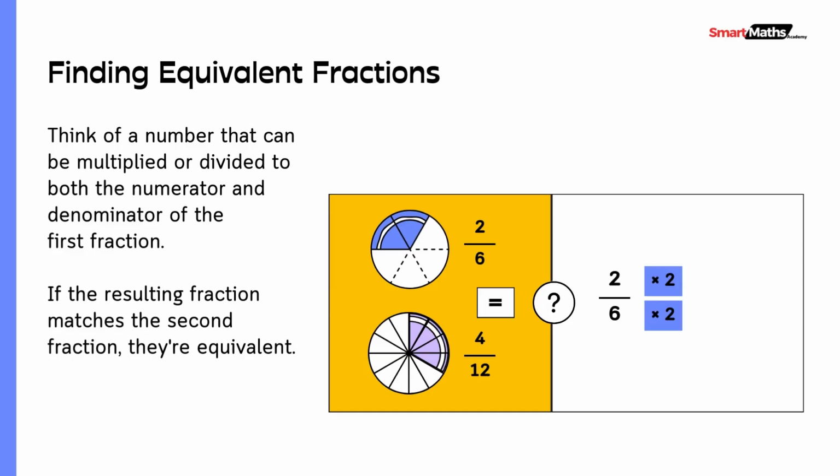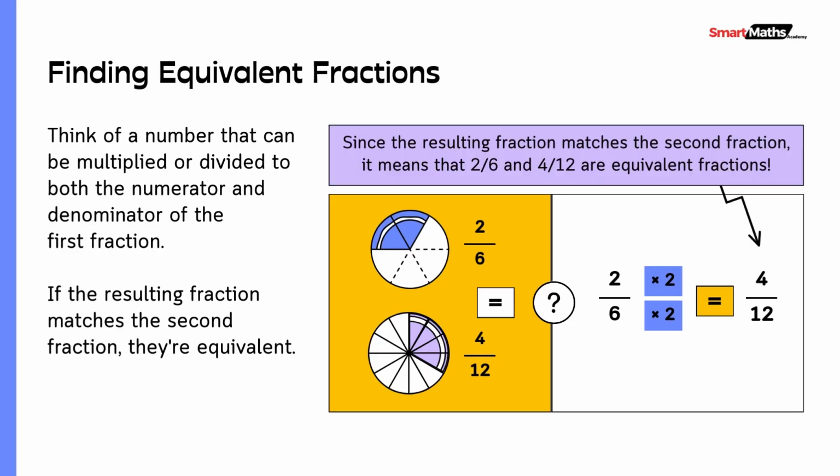To do that, we're going to multiply both the numerator and denominator by 2, because when you multiply 6 by 2, you get 12. The same thing, we're going to multiply 2 also by 2. Then this is going to give us 4 out of 12. So that shows that 2 over 6 and 4 over 12 are the same. I hope that is clear. Since the resulting fraction matches the second fraction, it means that 2 over 6 and 4 over 12 are equivalent fractions. I hope that is very clear.